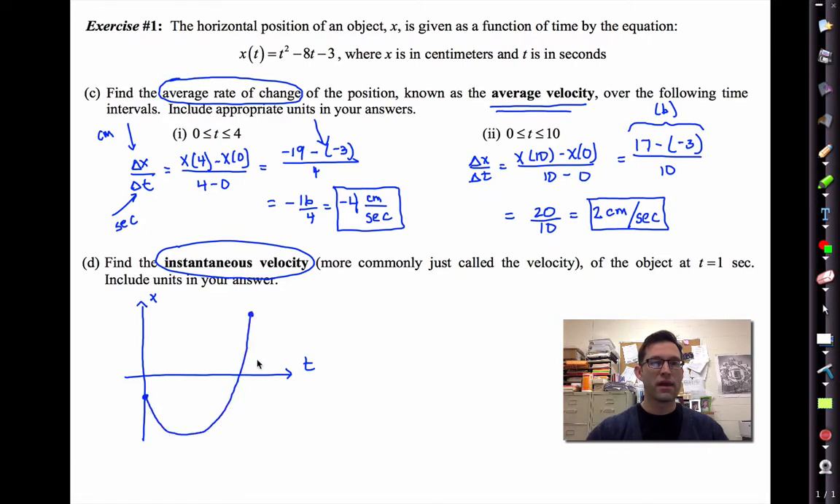If we just do our, let's say, 10-second interval. And what we've been doing in the last problem is finding slopes of secant lines. So let's say that this was our 4 seconds, and this was our position over here at -19.